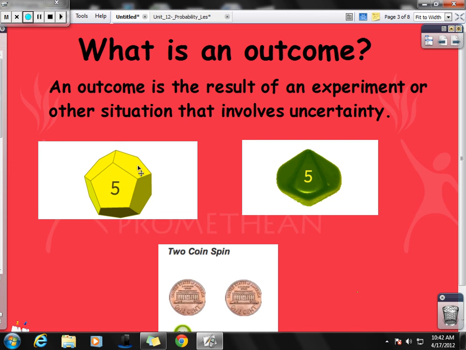If I spin it again, I get a different number this time. And I can spin it one more time, and I get a different number. Each of these numbers, each time, even though the 6 came up twice, each of those numbers is an outcome.